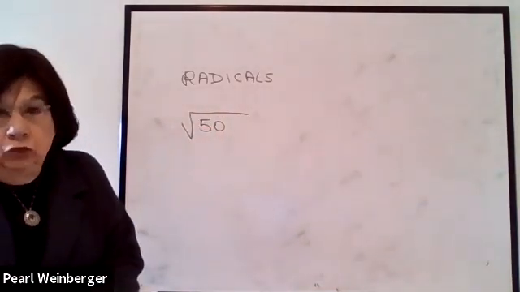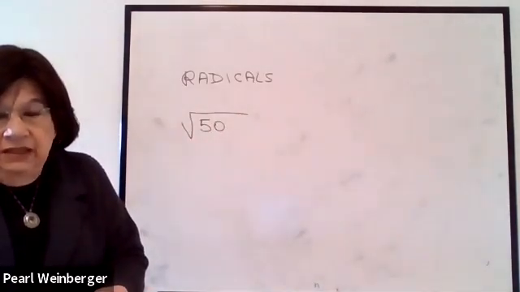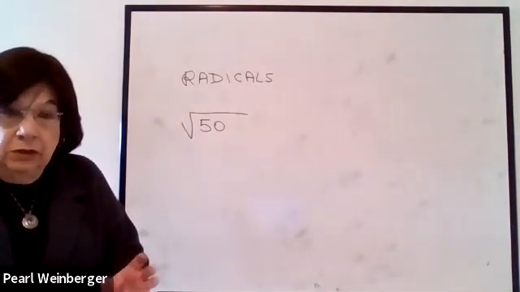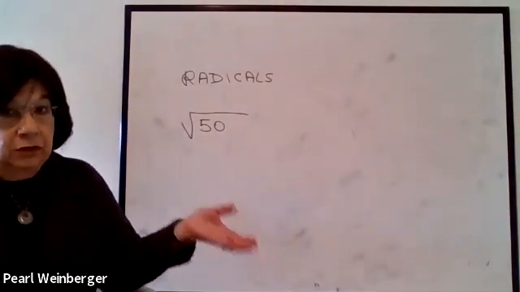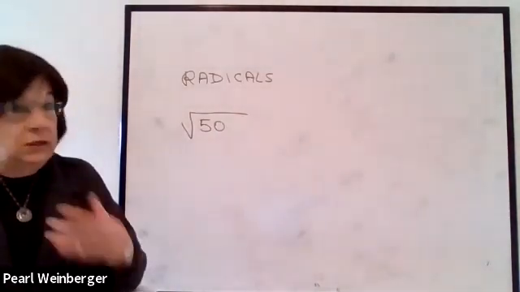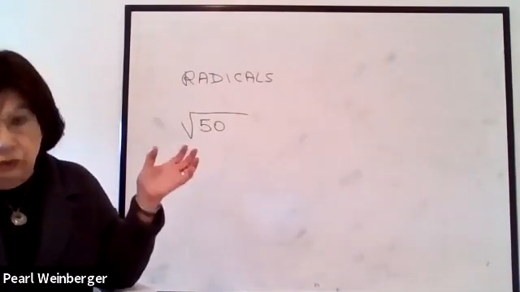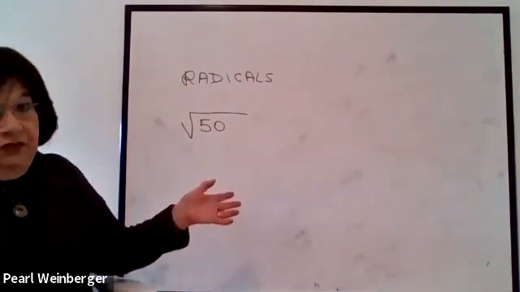What do we do when the number inside the radical is not a perfect square? What do we mean by a perfect square? A perfect square is a number times itself. Like 25 is a perfect square because it's 5 times 5. And 64 is a perfect square because it's 8 times 8. And I assume that you know the perfect squares until about 15.